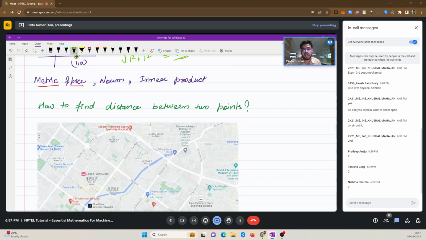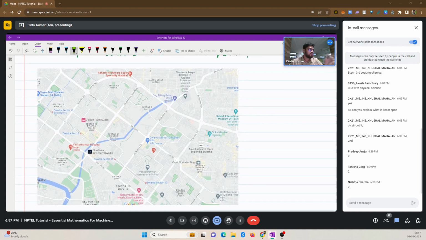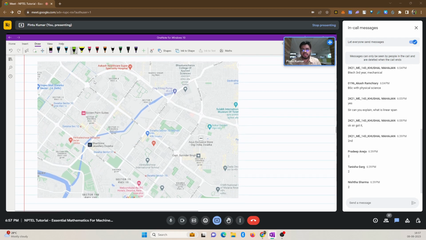Okay, so I have a map of a place called Dwarka in Delhi. So let's say you want to go from this particular point in Dwarka sector 10, or probably let's say from this Welcome Hotel ITC, to let's say this particular point.